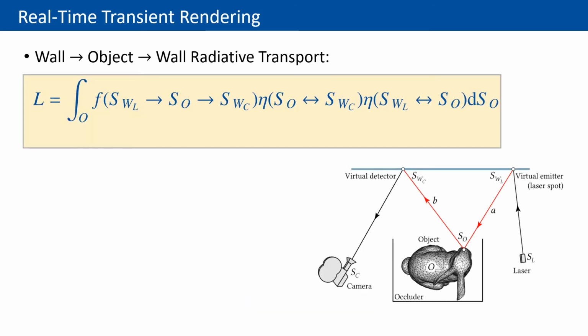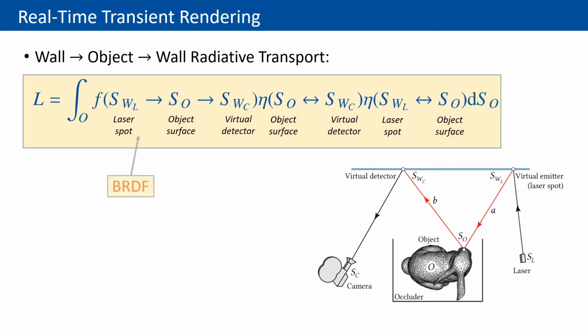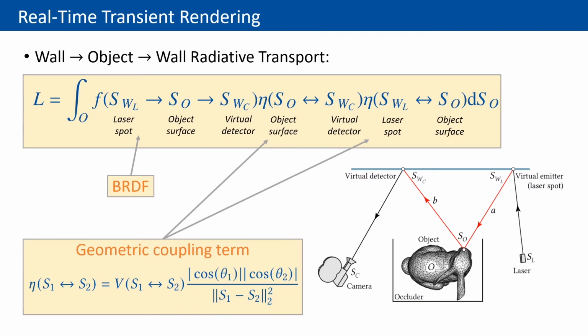Let's have a closer look at the radiative transport for this special type of optical path. We need to compute the integral of all light coming from the laser spot WL that gets reflected into the direction of the virtual detector WC over the whole scene, which in this case is the object O. F is the BRDF. Eta is the geometric coupling term that combines the visibility function V and the light attenuation from Lambertian cosine terms as well as inverse squared distances. We have one such term for each of the 2 segments of the optical path.